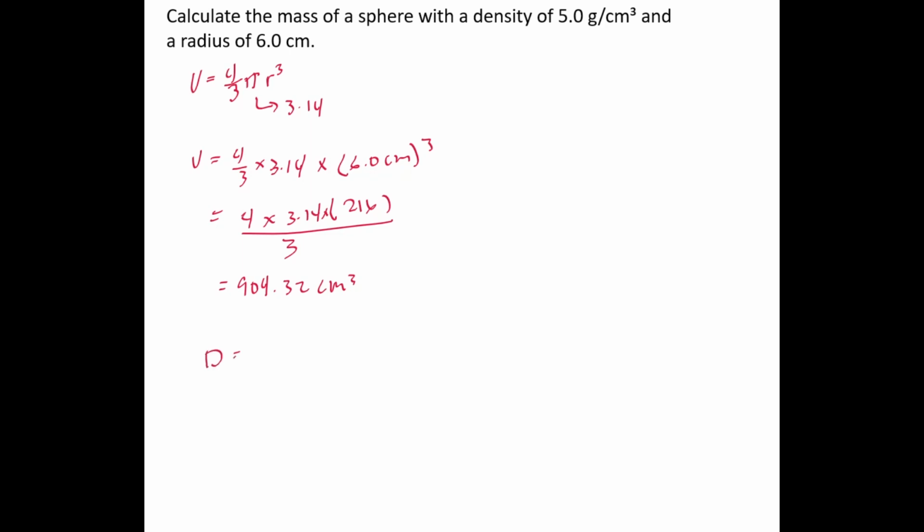So since we already determined the volume, we can use the density formula for this one. We know that the density is equal to mass over volume. Right? So we can derive it, in order for us to solve for the mass. How do we do that? We multiply both sides by V, or by volume. So this will be cancelled. What is left now, if I rewrite it, is M equals volume times the density.